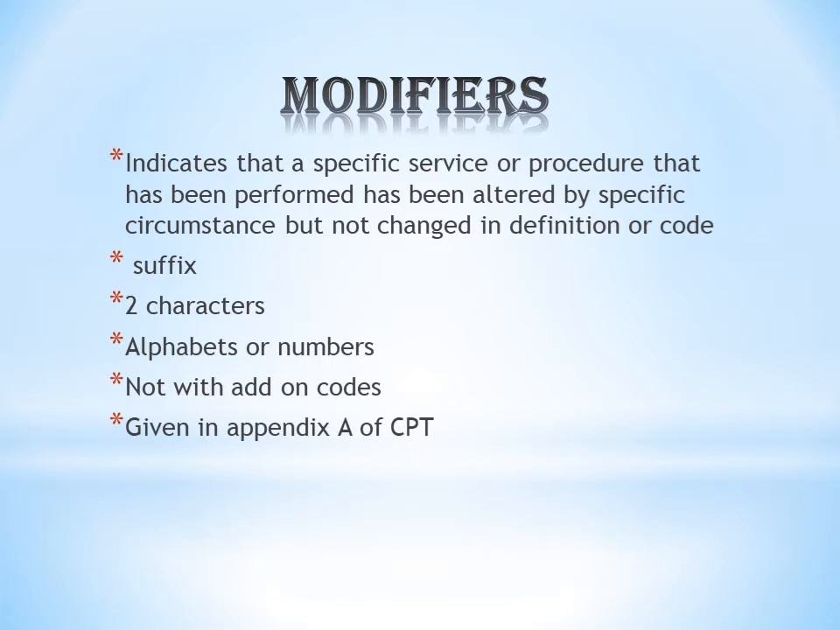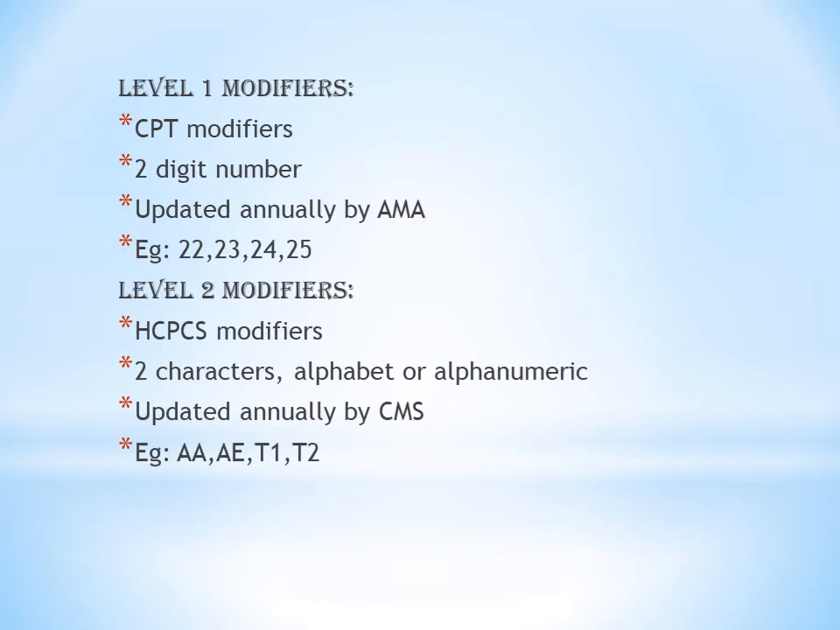Then it is given here that it is not for add-on codes. This modifier should not be applied to add-on codes. What are add-on codes? In the CPT textbook, the codes with the plus sign are add-on codes. So with those codes you should not apply modifiers. You can find the modifiers in the CPT textbook in Appendix A of CPT. Now we will discuss the modifiers in detail one by one.